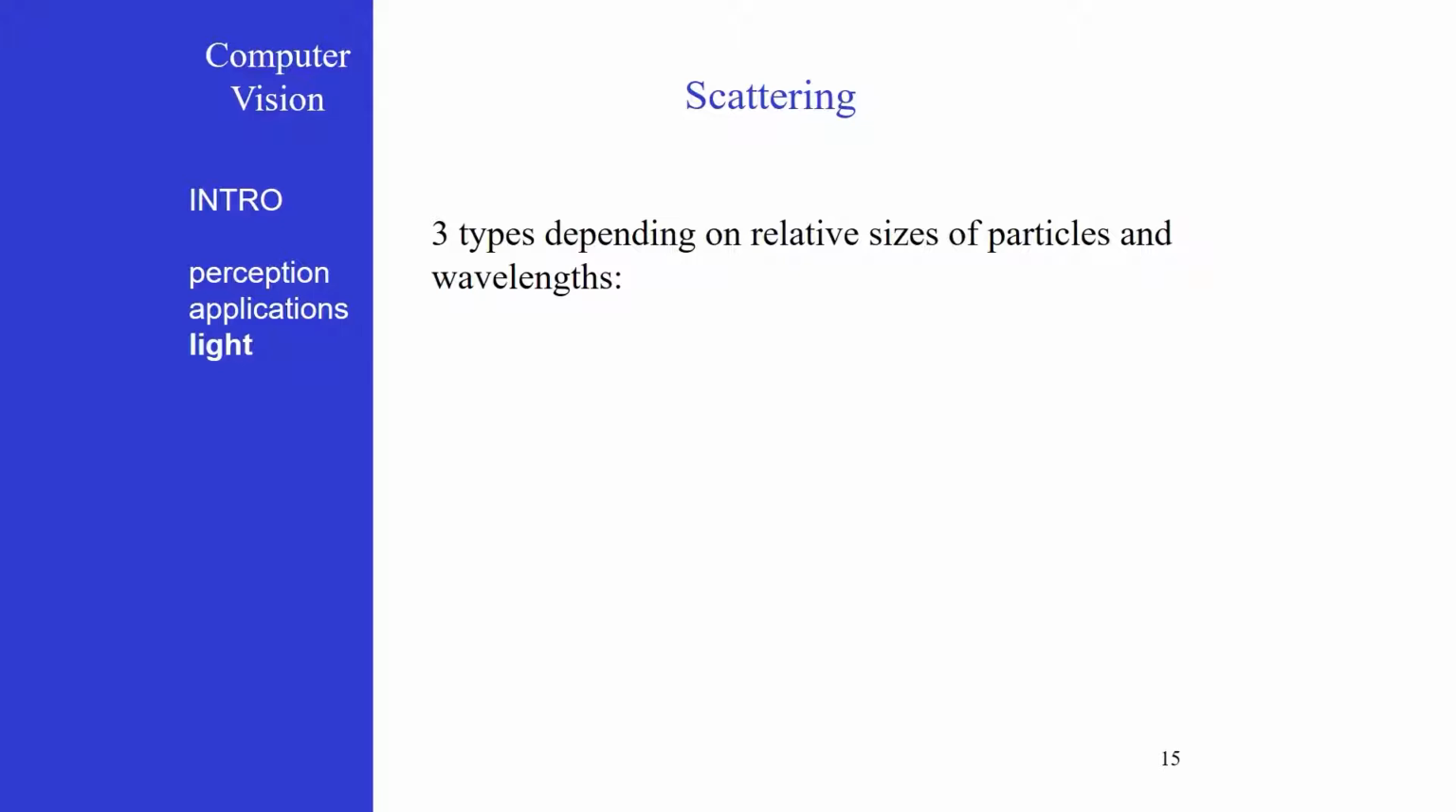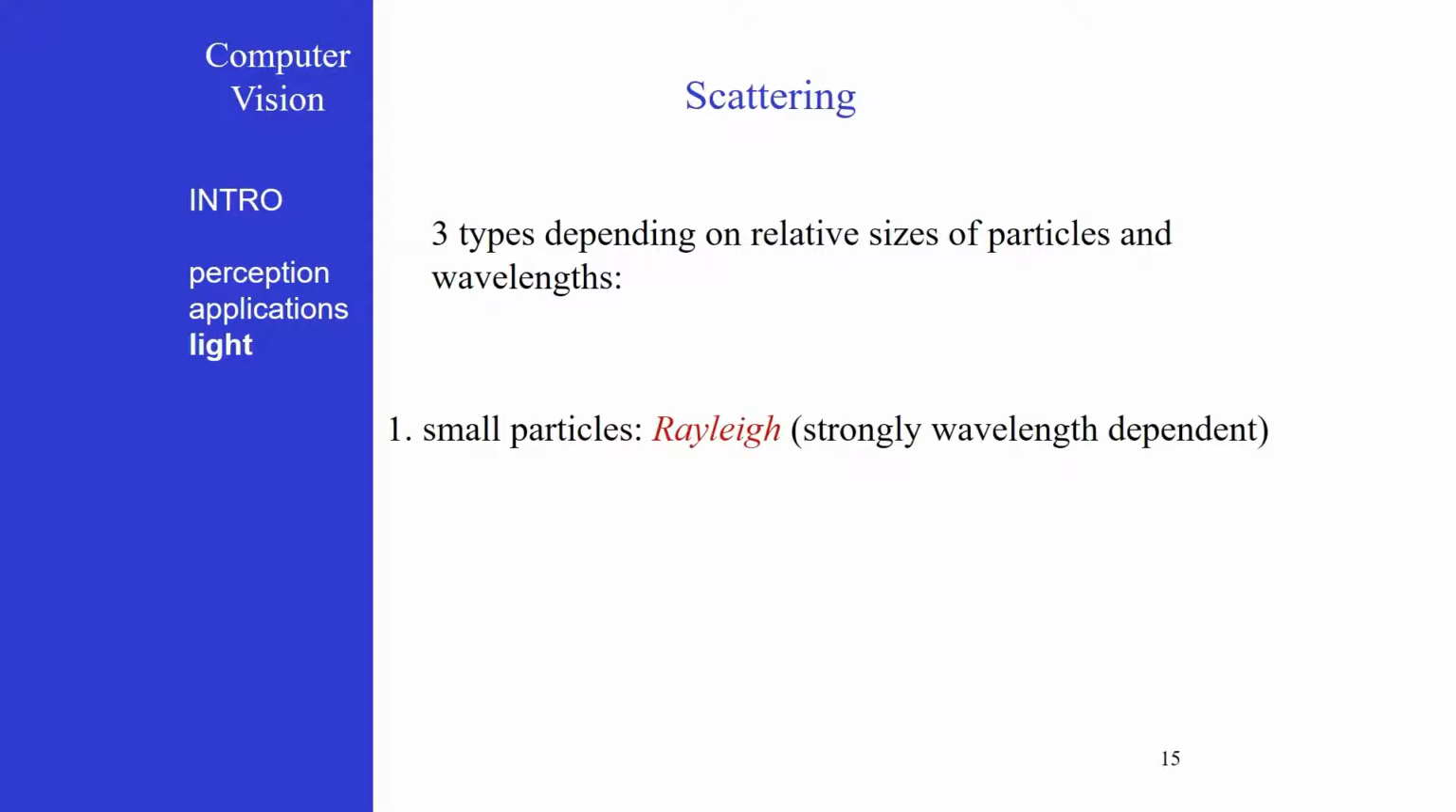Depending on the case, there will be 3 types of scattering going on. If a particle is very small, we get what is called Rayleigh scattering, and that is strongly wavelength dependent. So that's for very small particles, like in normal air. The particle is very small, even compared to the size of the wavelength of light.